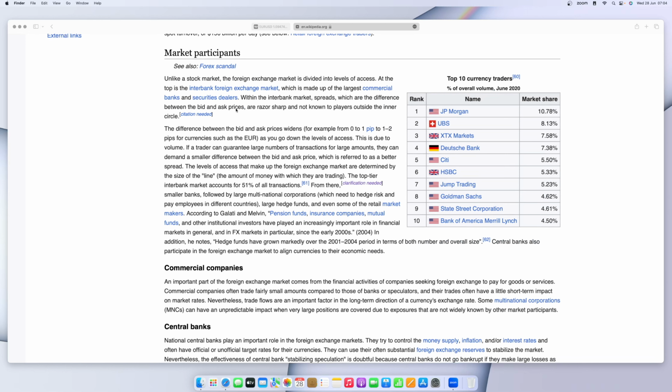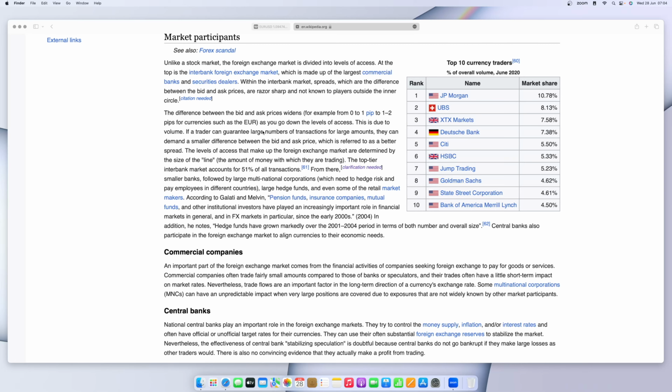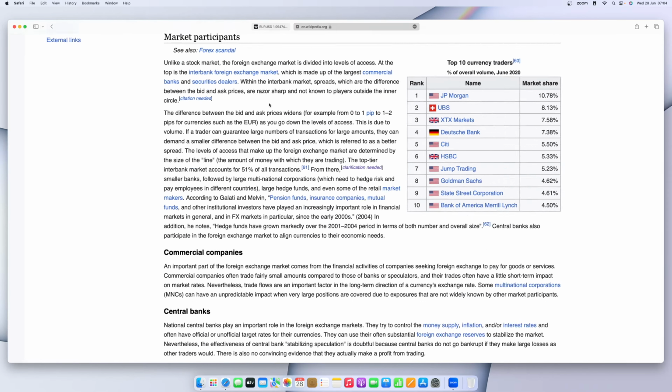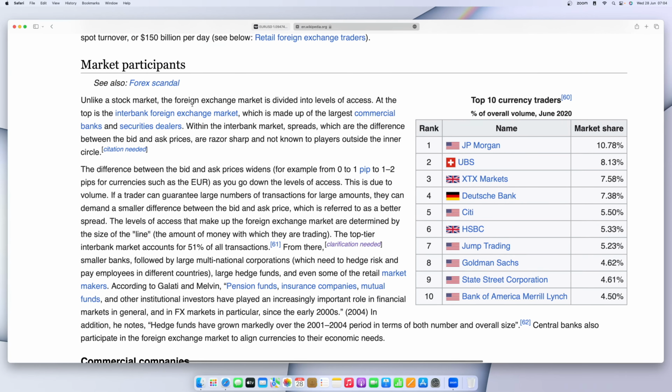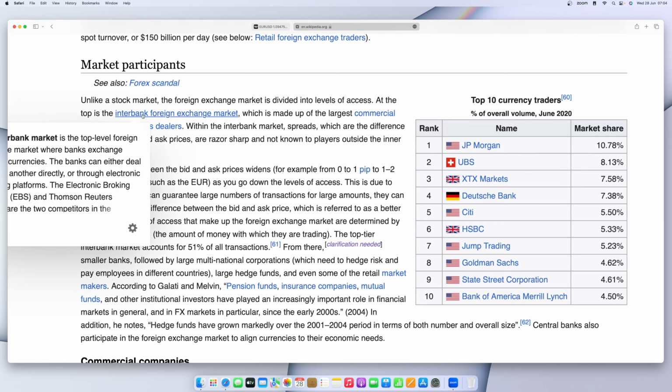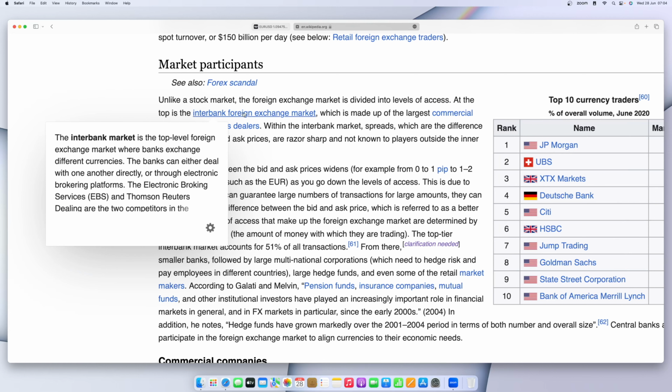So under market participants, it says, unlike a stock market, the foreign exchange market is divided into levels of access. Okay, so the Forex market is divided into levels of access. At the top, which is the highest, is the interbank foreign exchange market. When we put the mouse over it, we see the interbank is the top level foreign exchange market where banks exchange different currencies.